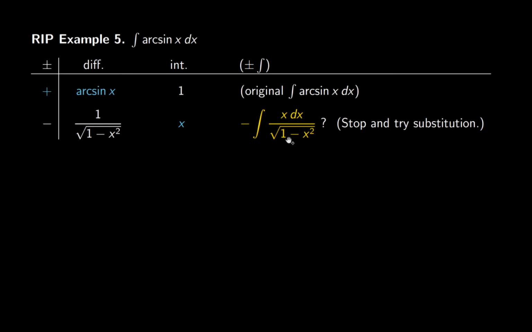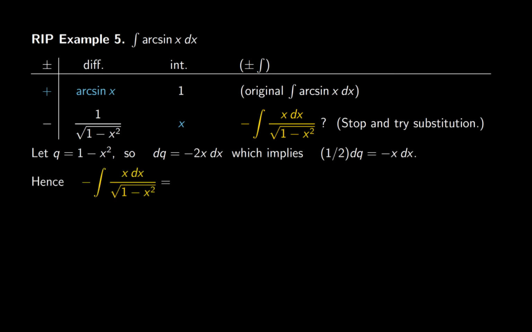We could substitute something to replace the 1 minus x squared and hopefully get a replacement that will handle this x in the numerator. So let's try q equals 1 minus x squared. So dq is negative 2x dx, which implies that a half of dq is negative x dx, which is perfect. That means the substitution is going to work out really well.